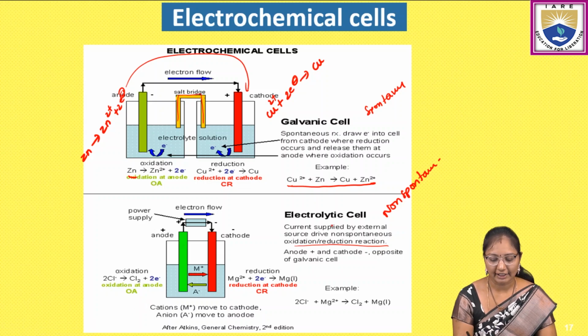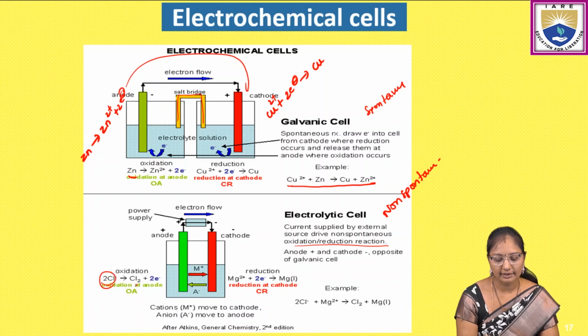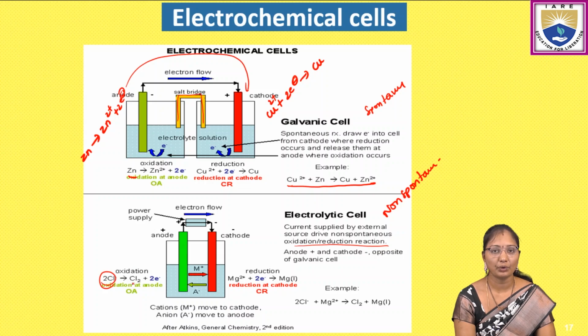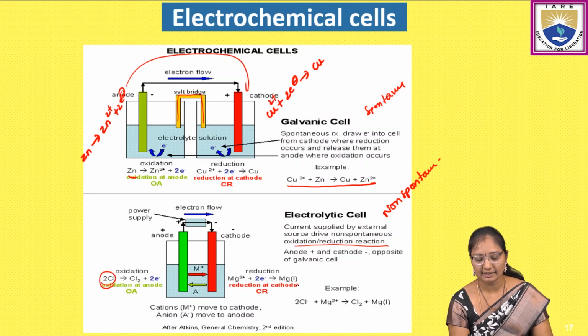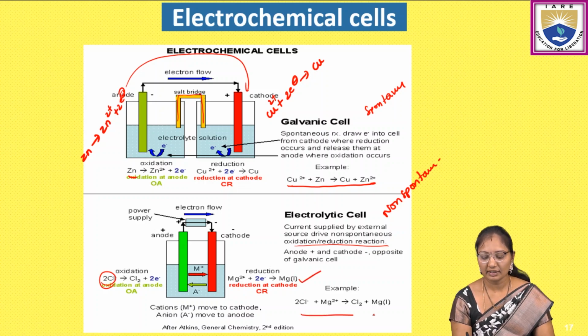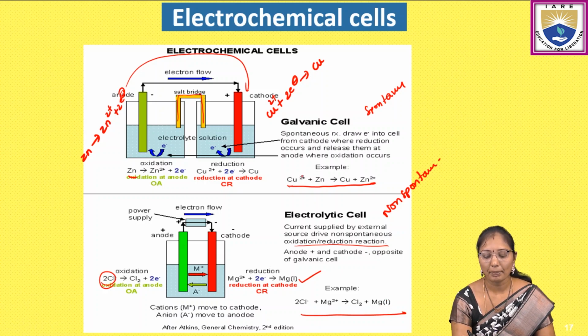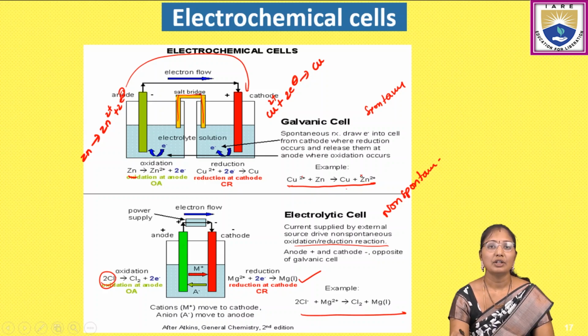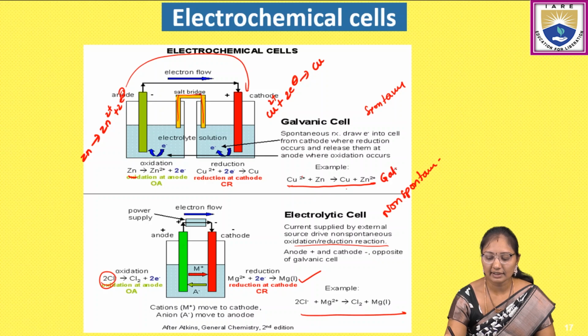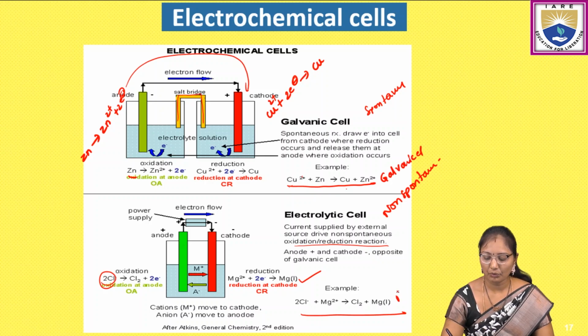Whereas in the electrolytic cell, the 2 chloride ions lose their electrons, which gives the oxidation of chloride, 2Cl- to Cl2 plus 2 electrons, and these 2 electrons are gained by magnesium ions and converted into magnesium. So the final result is Cl2 plus Mg, meaning magnesium. Here copper 2+ plus zinc gives copper plus zinc 2+ ions. This is the overall reaction of the galvanic cell, and this is the overall reaction of the electrolytic cell.